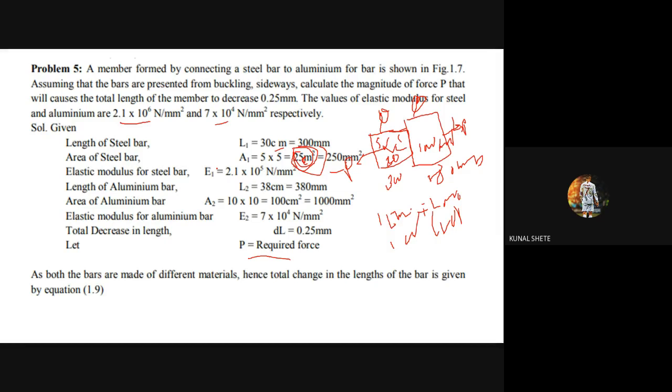A1, sir, there it comes 2500 mm square. No, this value is given in centimeter square. 25 centimeter square. 25 into 100, correct. 25 into 100, very good. 2500 mm square, correct.